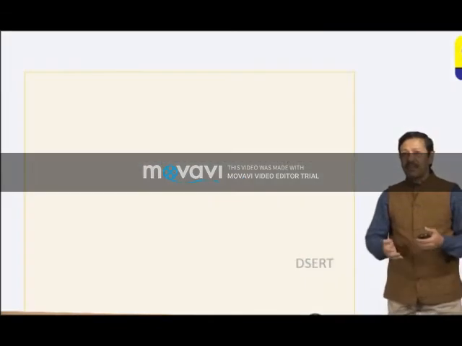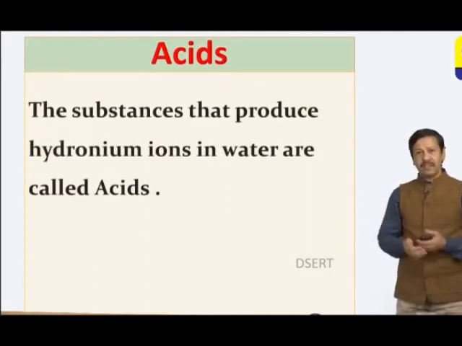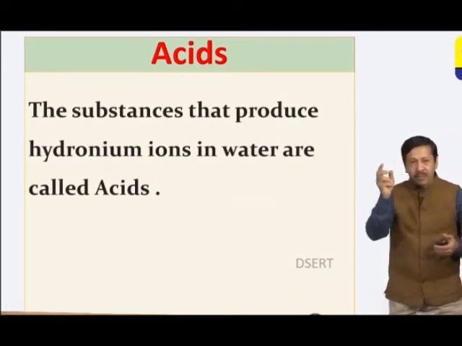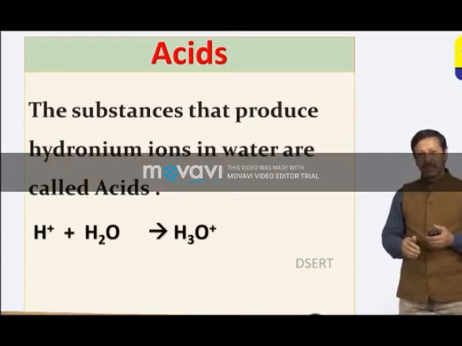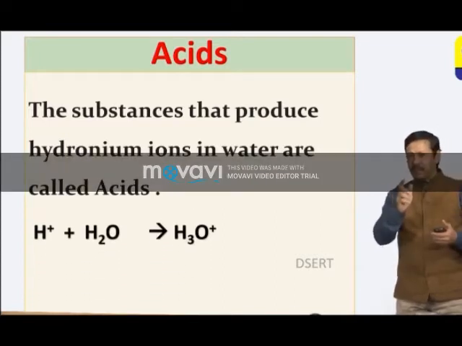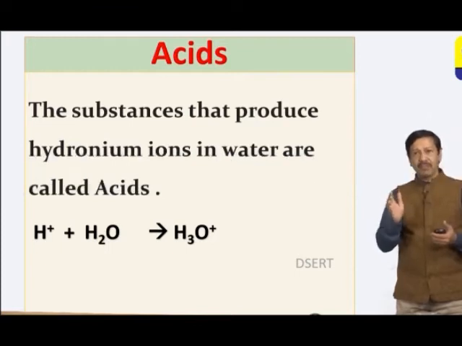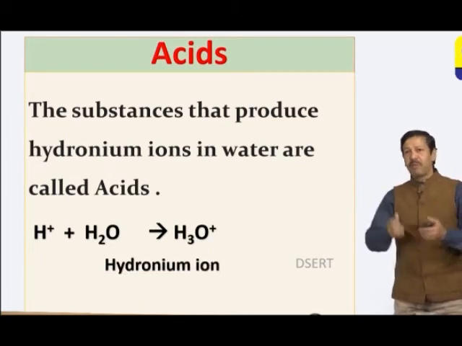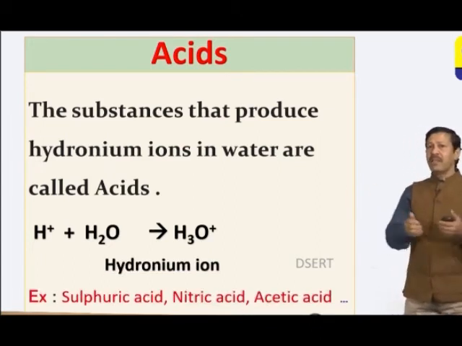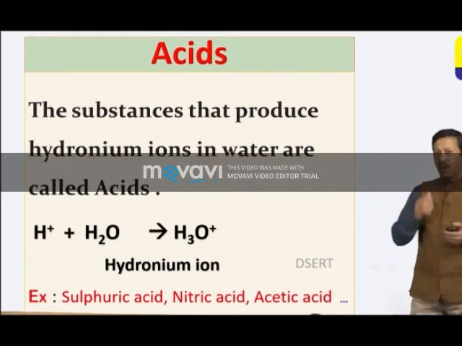Now let us learn one by one. Acids. What are acids? The substances that produce hydronium ion in aqueous or water medium are called acids. Example, H+ when added to water. That means acids contain H+ ion. They release H+ ions in water and produce hydronium ion. Examples of acids are hydrochloric acid, nitric acid, acetic acid, sulfuric acid and so on.